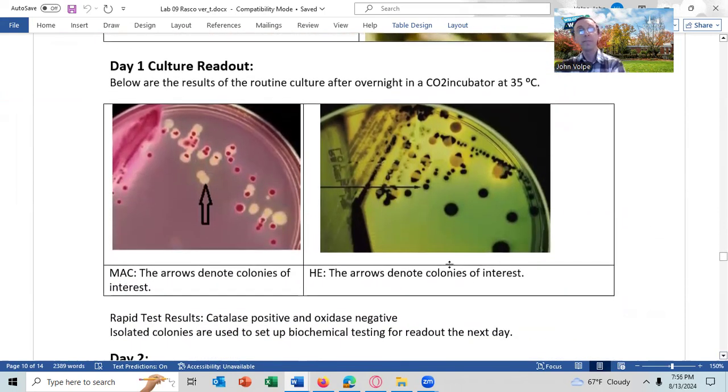Here we have his bacteria growing on a MacConkey plate. And because it's growing on MacConkey, it tells you something. The colonies of interest have an arrow added. And the color tells you something as well. And here we have a colony of interest growing on HE plate, with the arrow pointing to the colony of interest. And that tells you something because it's growing on HE and MacConkey, and then the color on both tell you something.